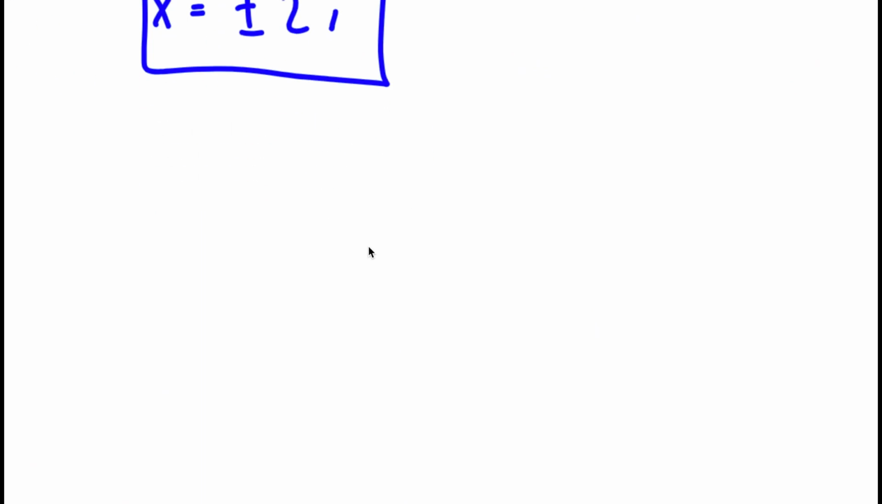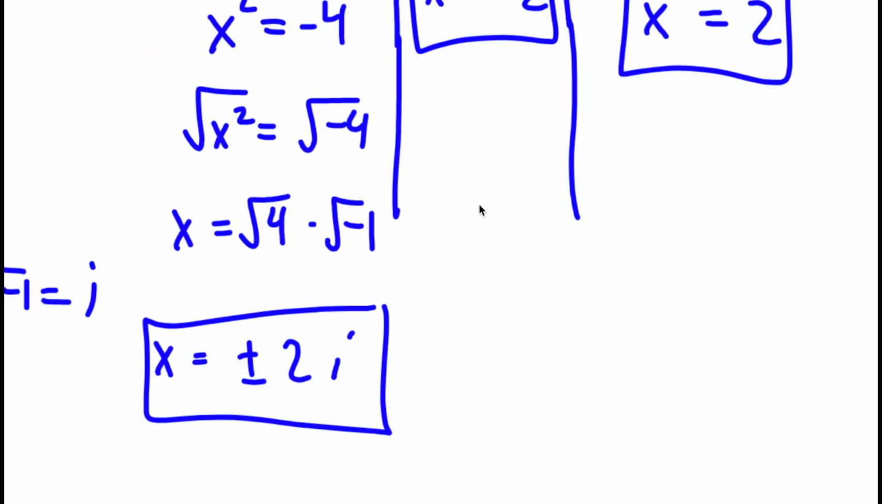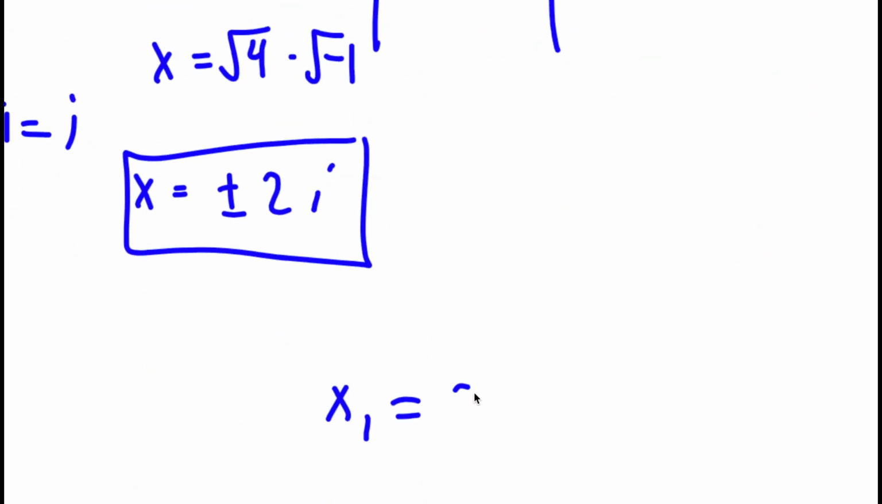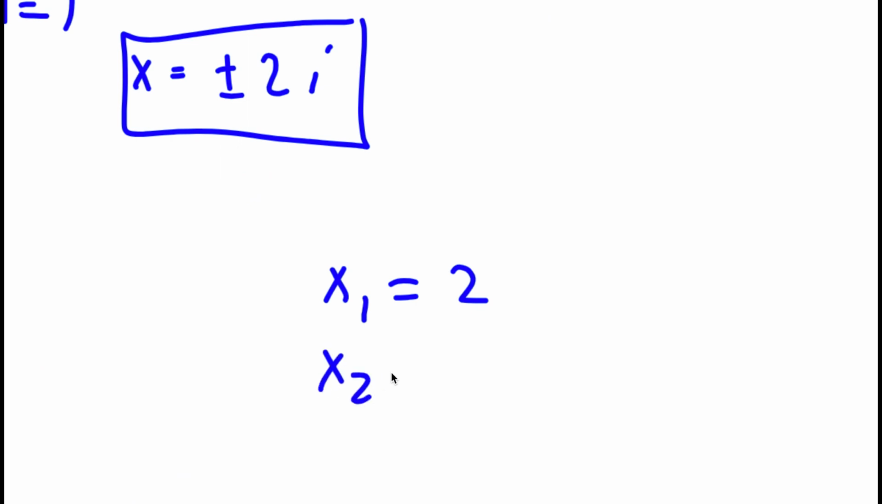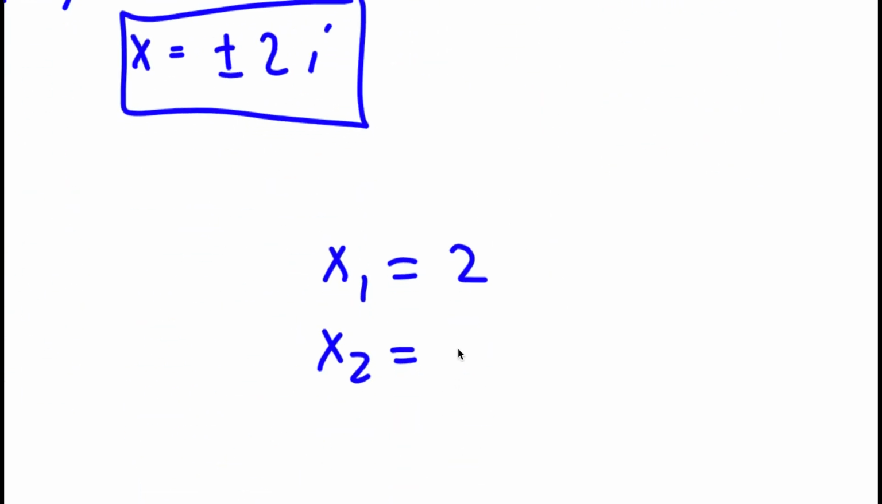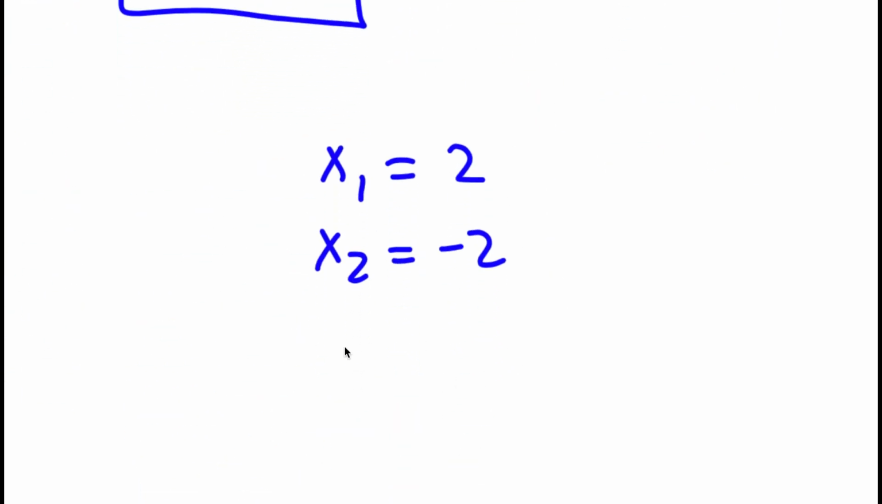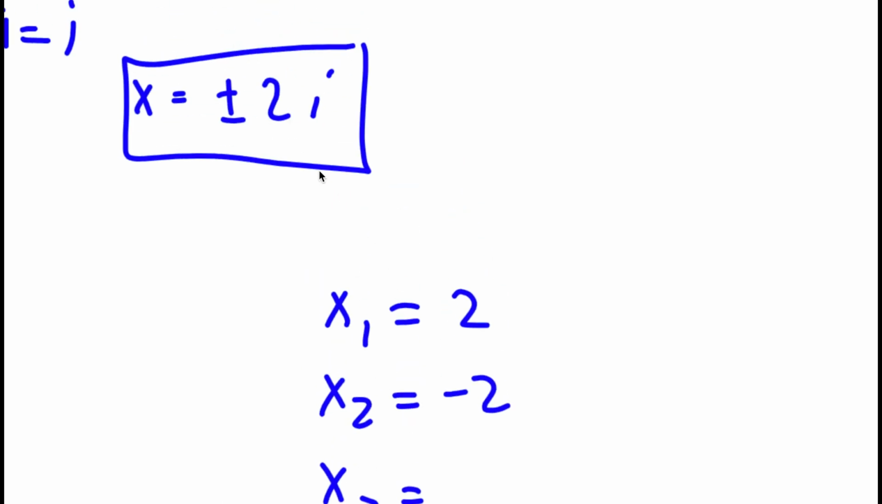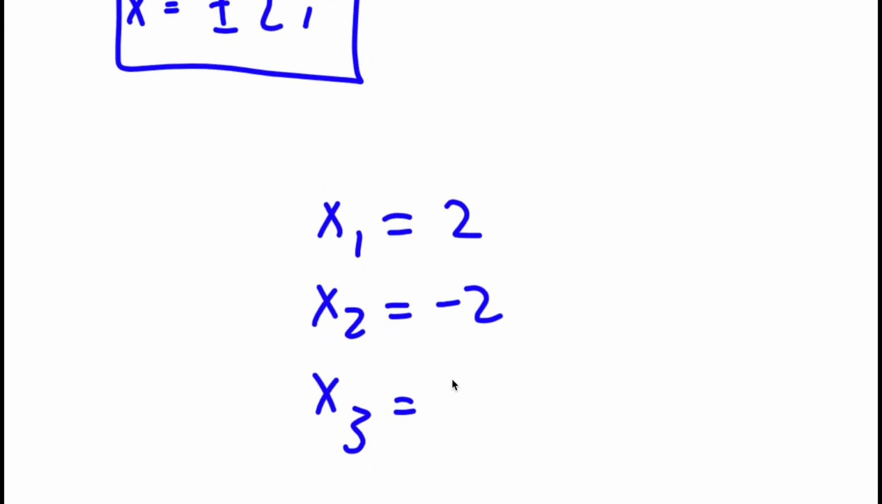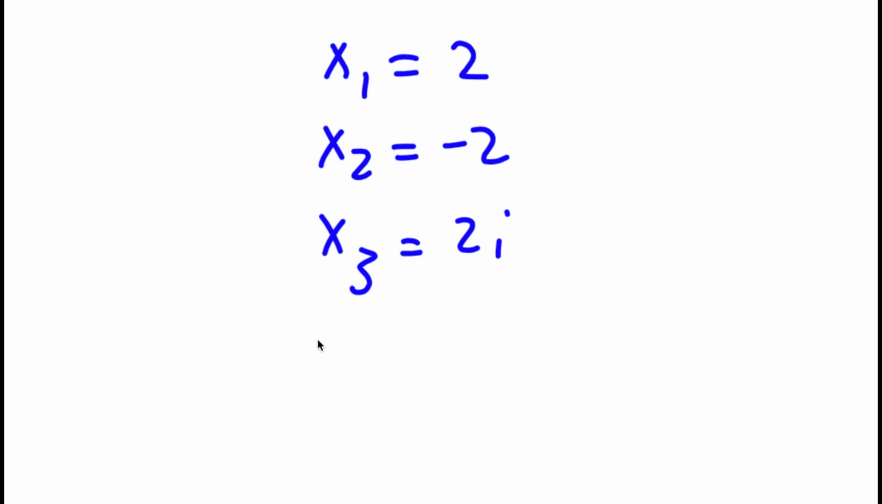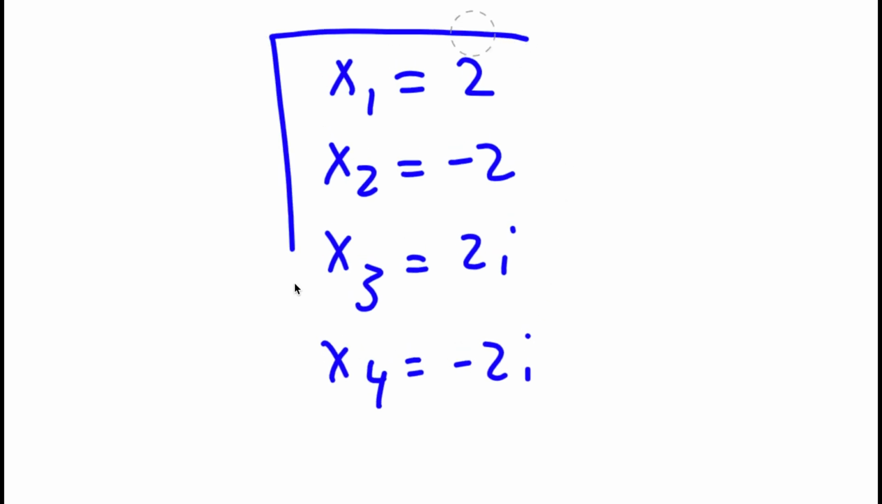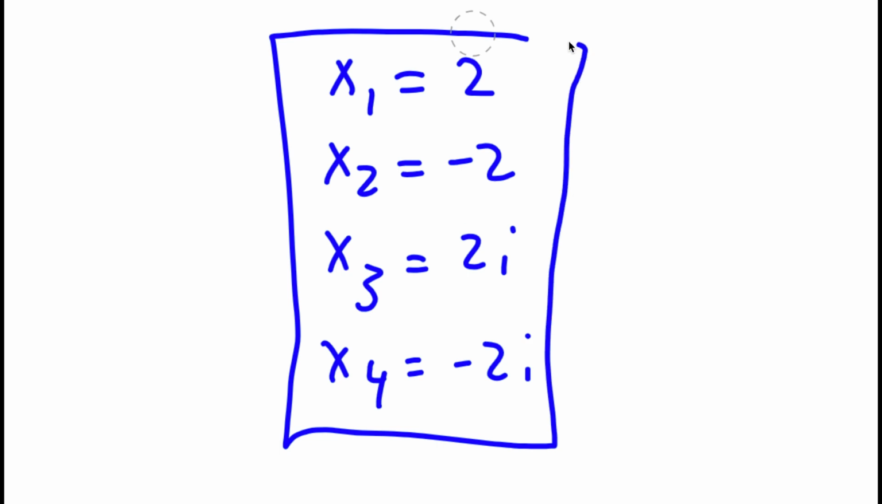So my four solutions here are x is equal to positive 2, x is equal to negative 2, x is equal to positive 2i, and finally, x is equal to negative 2i. So these are my four solutions to this problem.